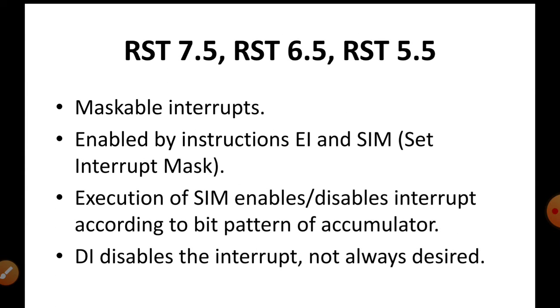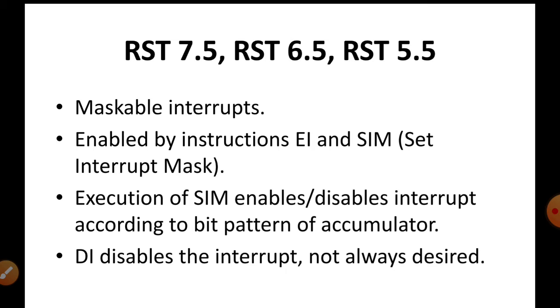Now, RST 7.5, 6.5 and 5.5 are the maskable interrupts, and they are enabled by the instruction EI, as well as by set interrupt mask. Another instruction is used to check the status, whether an interrupt line is masked or not, using a simple instruction, set interrupt mask, that is SIM. The execution of SIM enables or disables the interrupt according to the bit pattern of the accumulator.